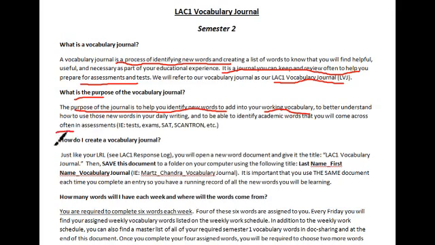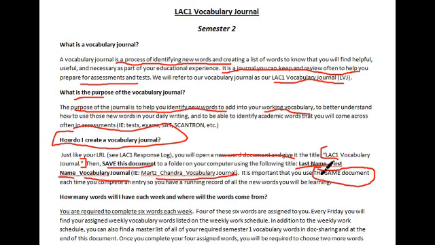So now that we know what a vocabulary journal is and the purpose of it, we're going to talk a little bit about how you create a vocabulary journal and keep it organized for the duration of the semester. Just like other assignments in this class, you will create your vocabulary journal by opening a Word document, titling that Word document LAC 1 Vocabulary Journal, and then saving that one Word document to a folder on your computer. Make sure you use the saving and naming conventions, beginning with your last name, first name, and then the title Vocabulary Journal. You will use this same one Word document for the whole semester.